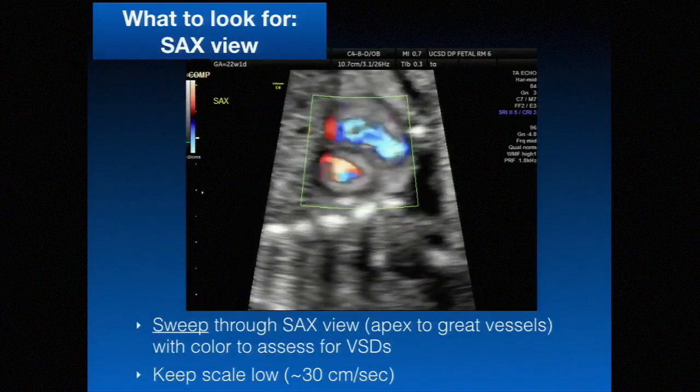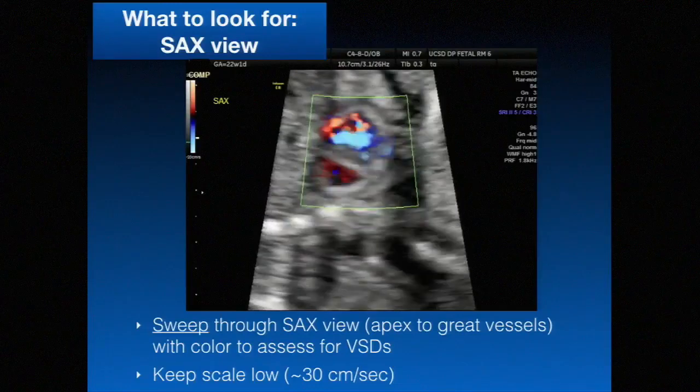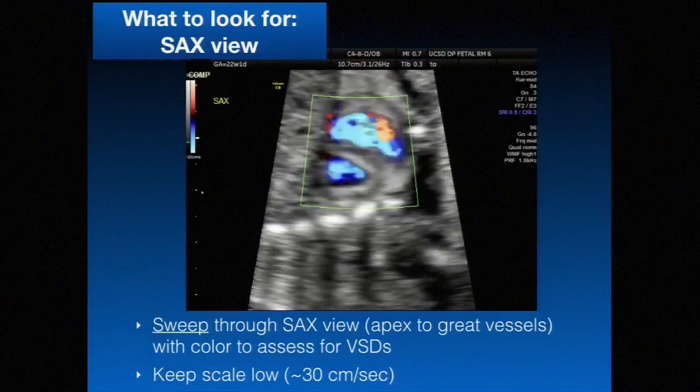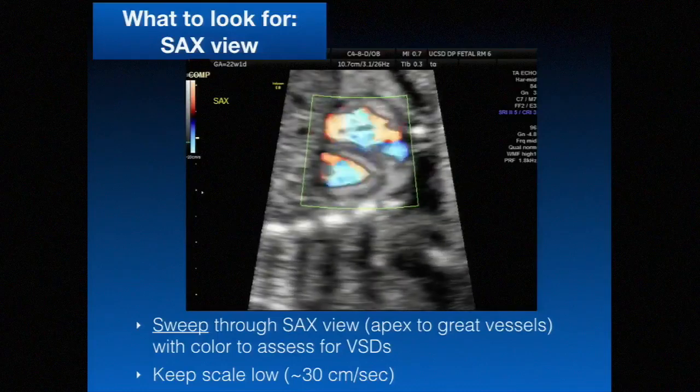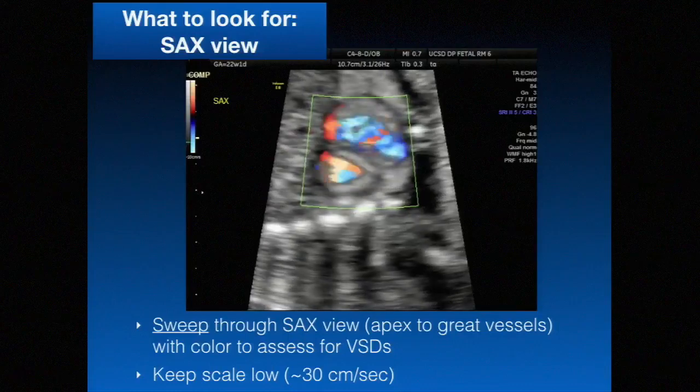And you should be sweeping with color as well, again, looking for ventricular septal defects. So from the level of the great vessels all the way down to the apex, moving slowly to make sure that you're not missing any small ventricular septal defects.